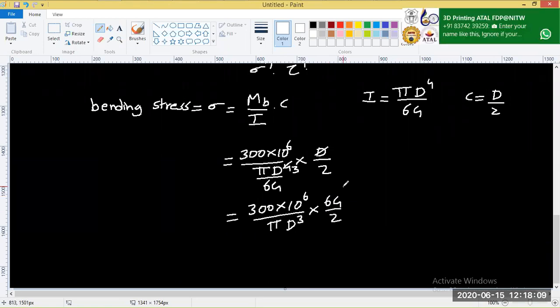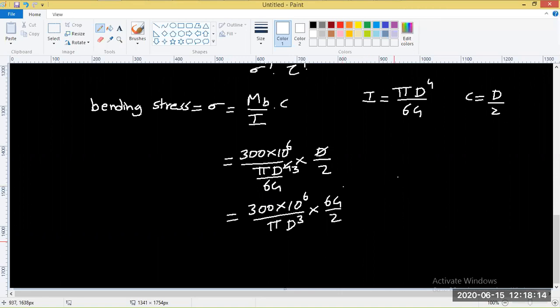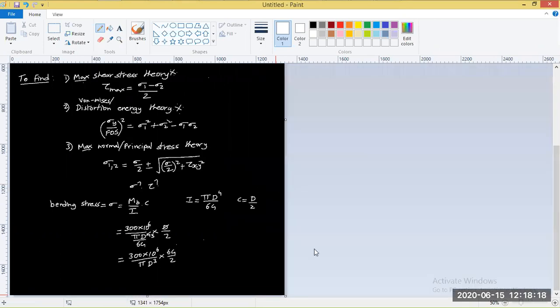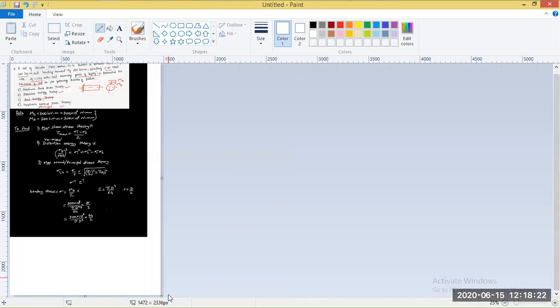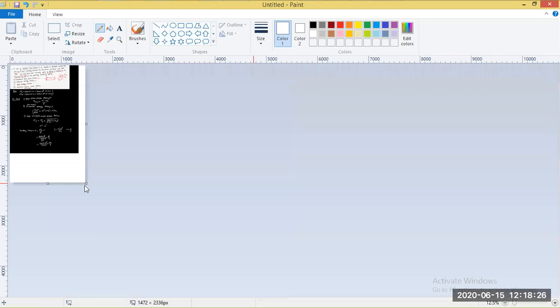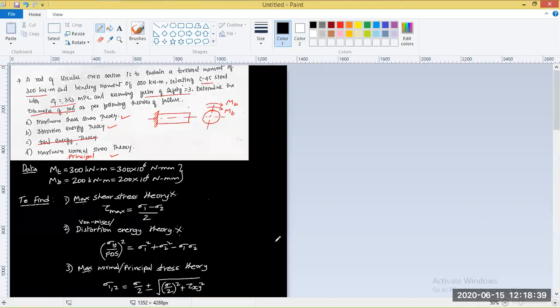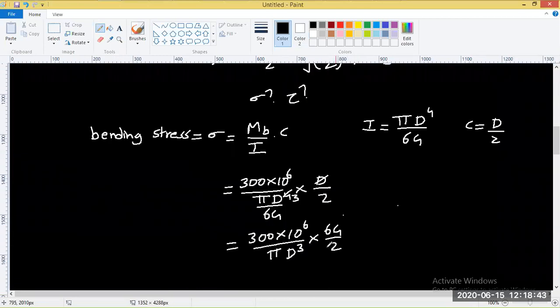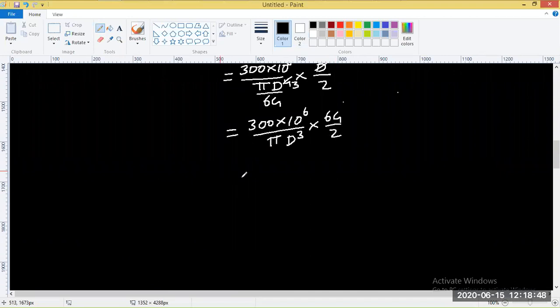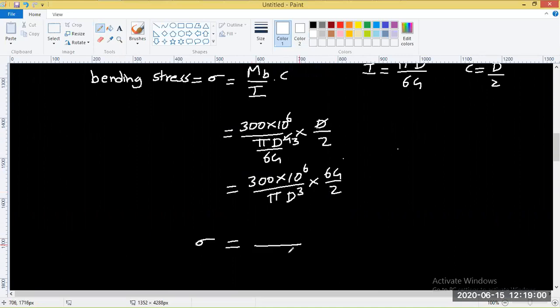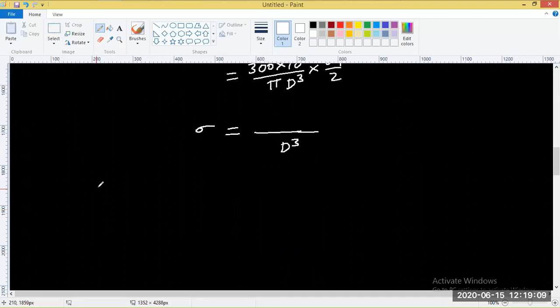Okay, so once you reduce this equation here, once we simplify this, we'll get in terms of d cube. Let's see, you guys simplify this equation here and we'll get sigma, which will be in terms of d cube. Okay. Next will be shear stress. We need to find the value of shear stress, right?